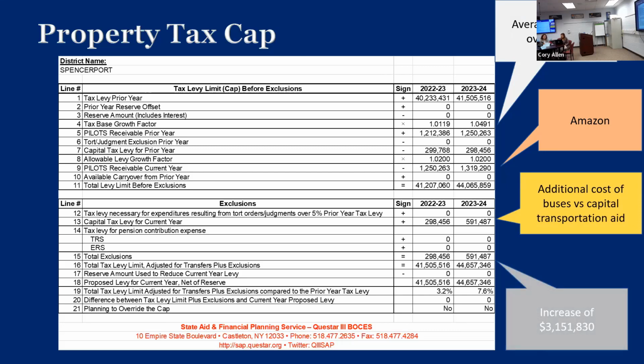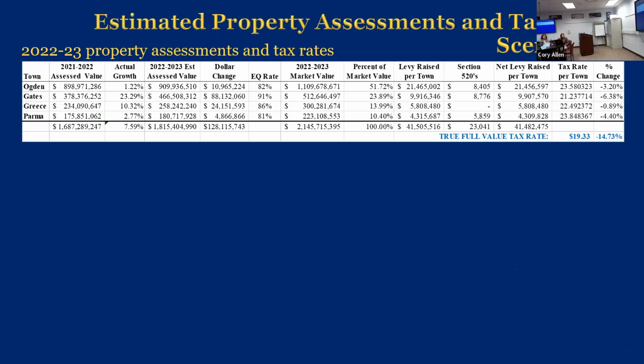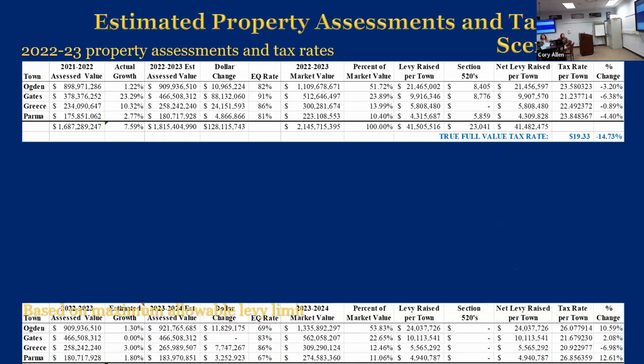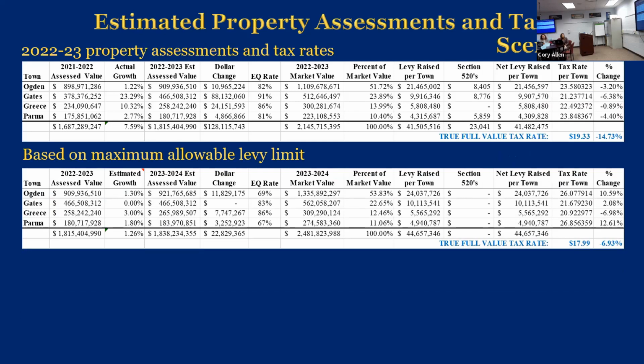Okay, so overall, our allowable levy limit is 44.6 million. That's an increased potential of 3.1 million, on top of what you just saw, state foundation aid alone of 4 million. Okay, I'm going to breeze through this just for time. This is where we're currently at with our levy of 41.5 million. You're going to look at the levy raise per town, and you can see the tax rates there. If we were to go out with a maximum allowable levy limit, you're going to see what happens.